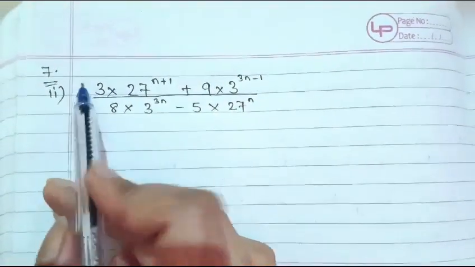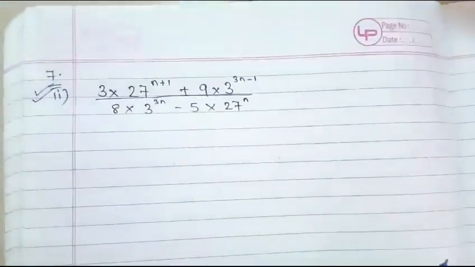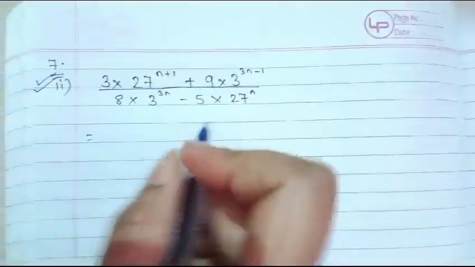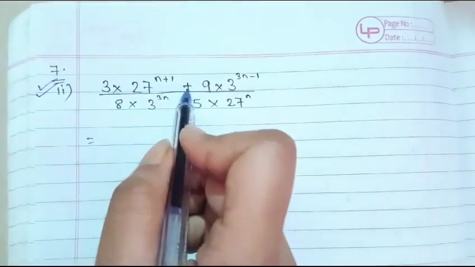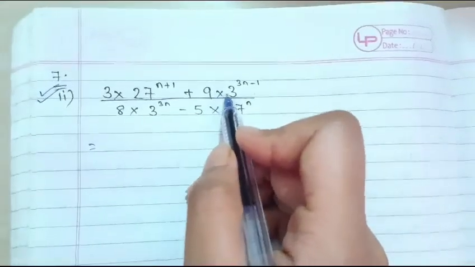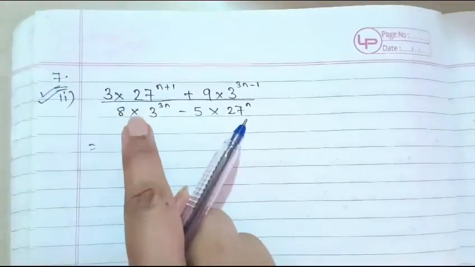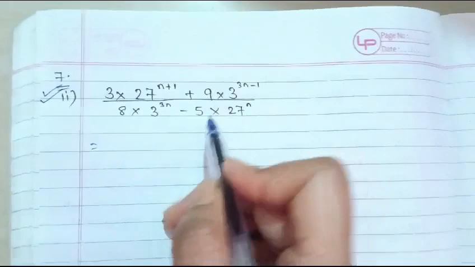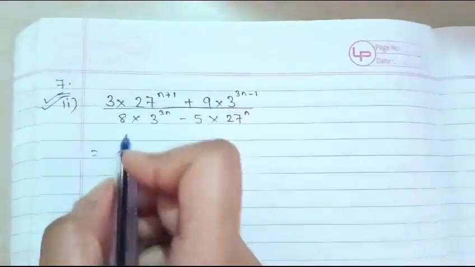Okay, now let us look at subpart 2 of question number 7. Now this question is important, so kindly double tick this question in your book. Okay, now let us see this question. So we have 3 into 27 raised to the power n plus 1 plus 9 into 3 raised to the power 3n minus 1 divided by 8 into 3 raised to the power 3n minus 5 into 27 raised to the power n. Now what are we going to do?